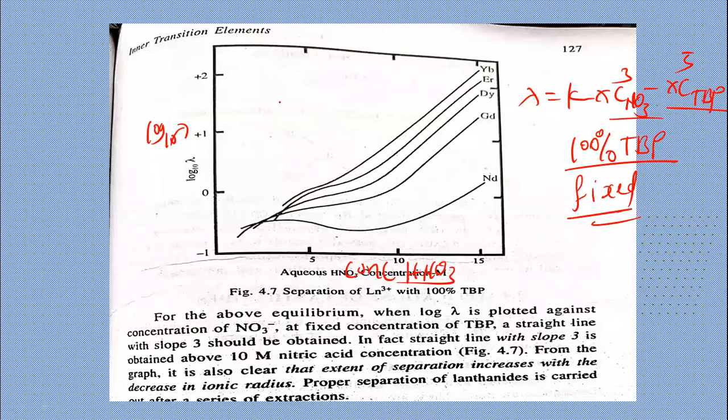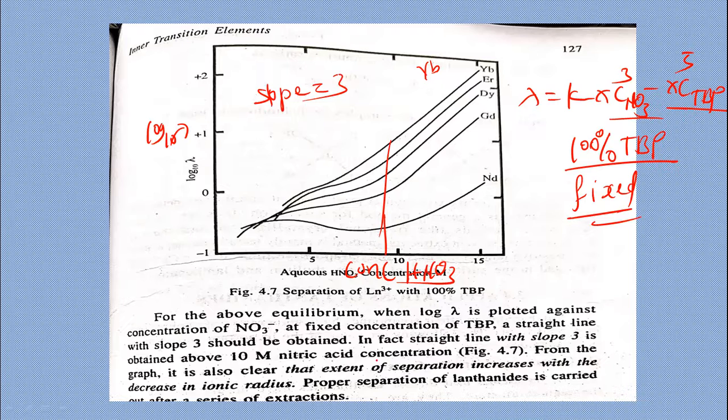A straight line like this. You can see here, this straight line is for ytterbium. This is for erbium, dysprosium, gadolinium, neodymium. So a straight line with slope 3 should be obtained. The slope of this straight line is equal to 3. Slope 3 is obtained above 10 molar nitric acid. You can see here 10 molar. Concentration of the nitric acid is 10 molar up to 15 molar.